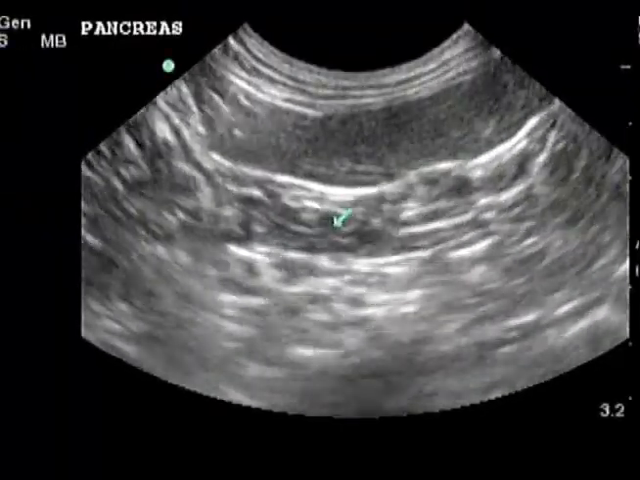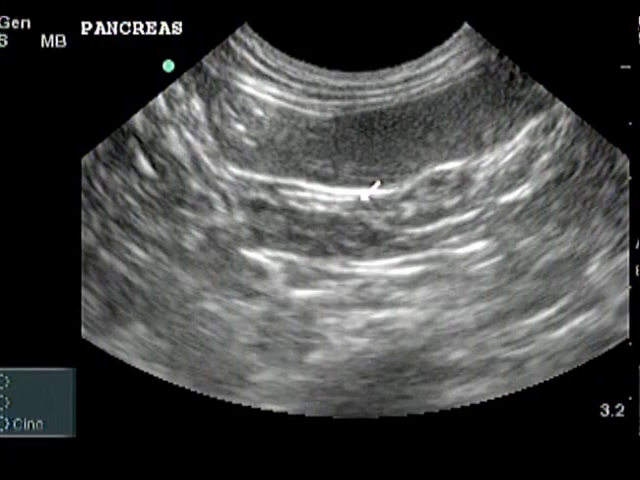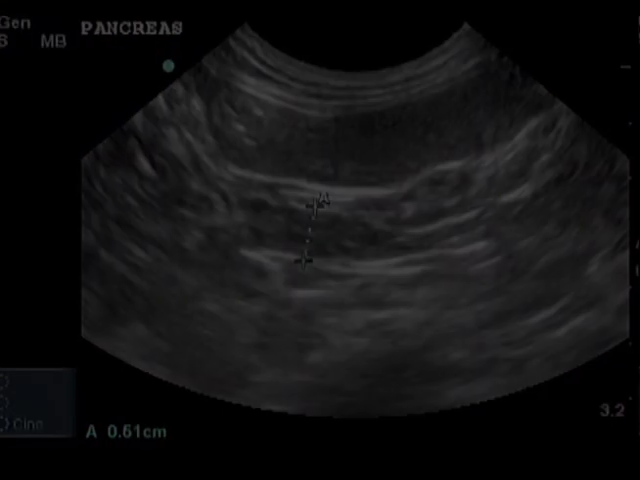In cats, the left lobe of the pancreas should not be greater than 9 millimeters thick. The main body should not be greater than 9.5 millimeters thick, and the right limb should not be greater than 5.9 millimeters thick.